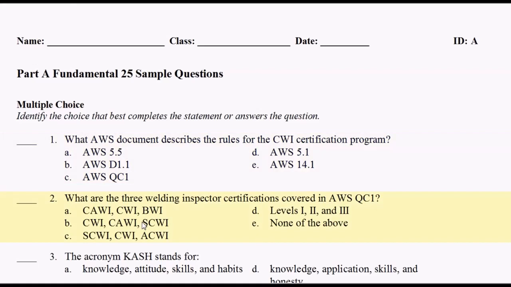Number 2. What are the 3 welding inspection certifications covered under AWS QC1? A. CAWI, CWI, BWI. B. CWI, CAWI, SCWI. C. SCWI, CWI, ACWI. D. Levels 1, 2, and 3. E. None of the above.